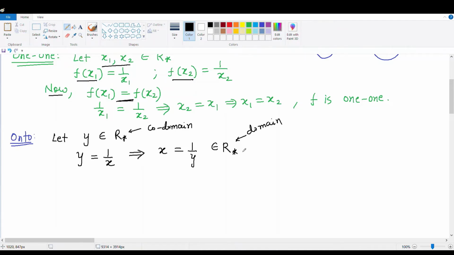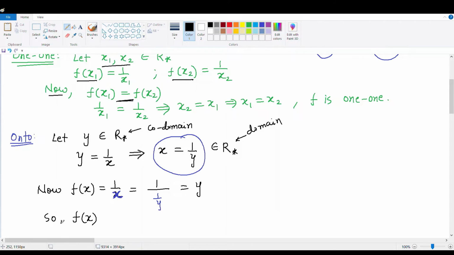And yes, that means it is onto. But just to show a little bit more, what did you do? The function f of x was 1 over x, right? Now you just found that x is equal to 1 over y. So you are going to plug in that 1 over y instead of this x. Instead of y, we plug in 1 over y. So 1 over 1 over y is going to be y. And as soon as you show that f of x is equal to y, that means you are done. That means the function is onto.